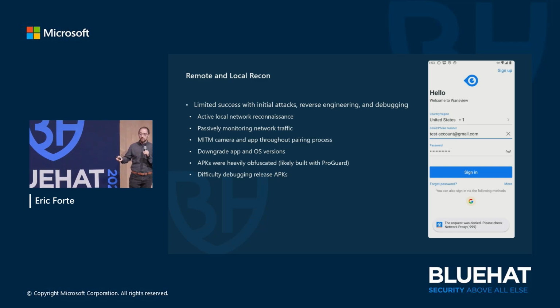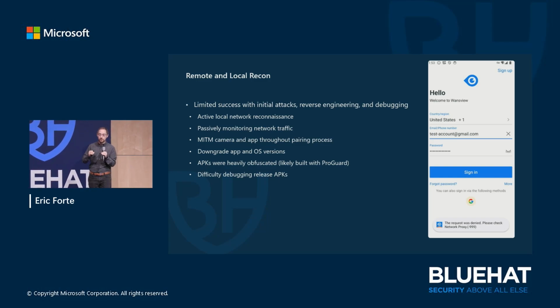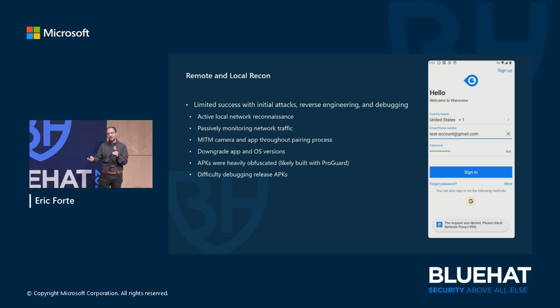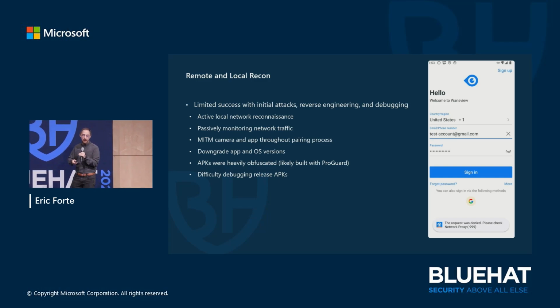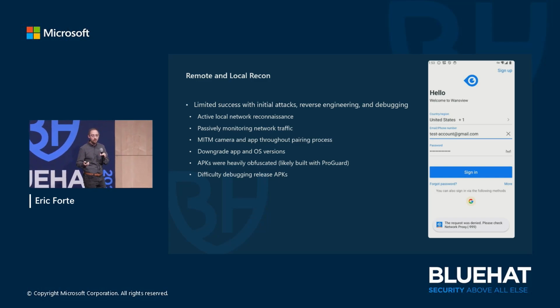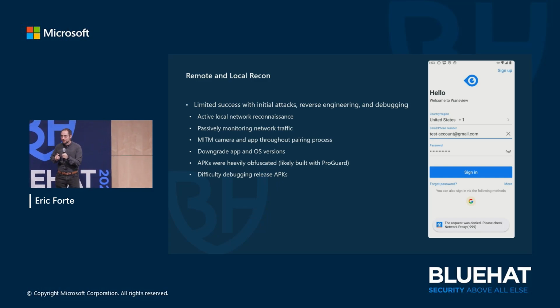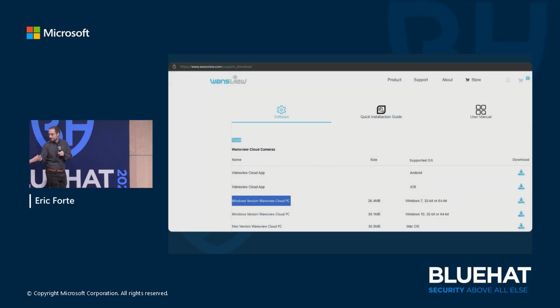So we continued. We did some active local reconnaissance, passively monitoring network traffic, trying to man in the middle communications between the camera and the app, ultimately having very little success at a surface level. So we also tried to look at the iOS and Android APKs for their companion apps, and unfortunately, they were heavily obfuscated, likely with ProGuard, so this was fairly difficult to debug. But the Windows app was a little bit of a different story. I'm going to pass it over to Mark to talk about that.